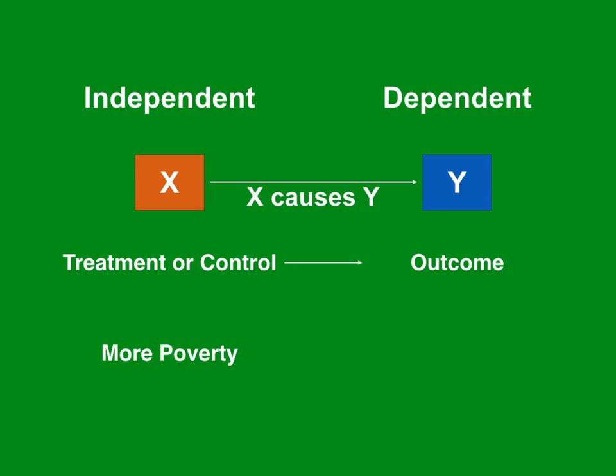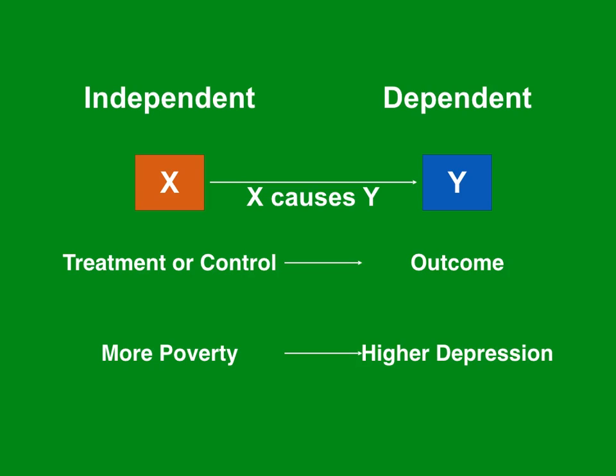We might also think that something like poverty, for example, causes more depression. So again, your level of poverty in this example would be our independent variable. And while we're not experimentally manipulating it, we are observing it. And in that context, and again, the key is the causal relationship, we think that more poverty causes higher levels of depression.